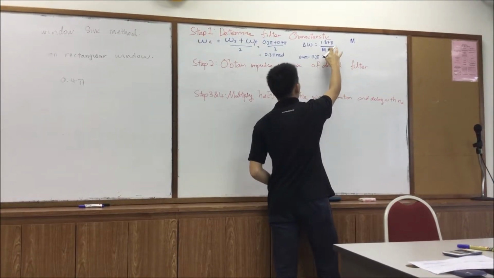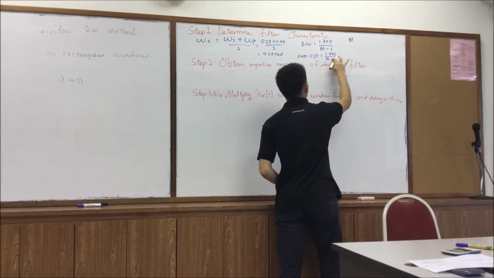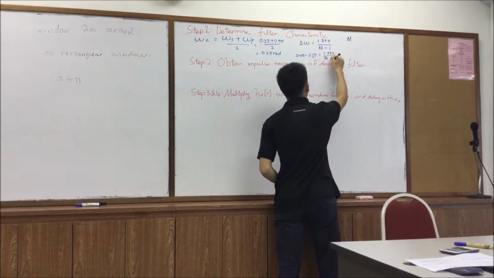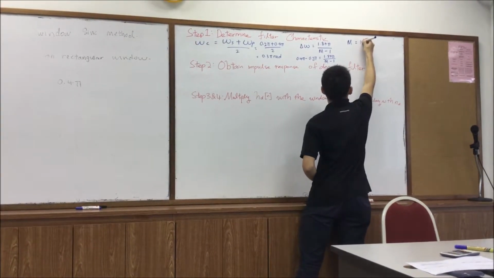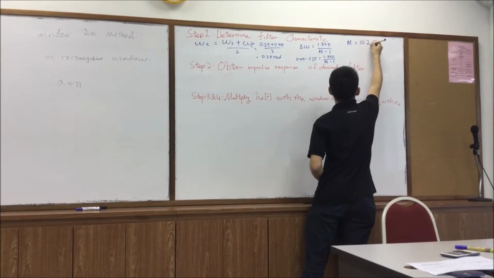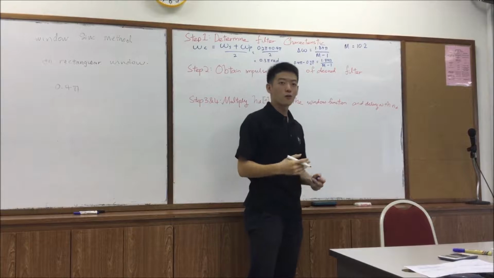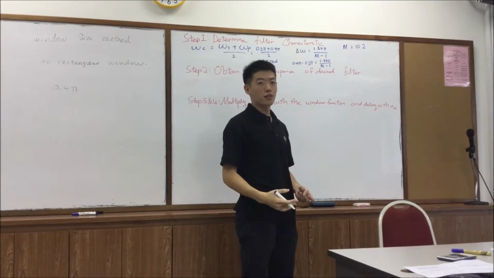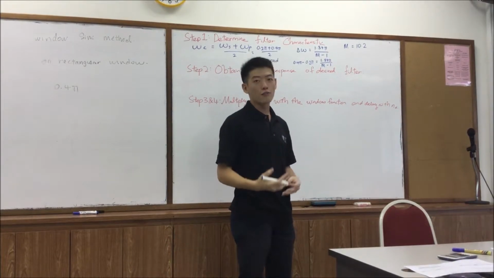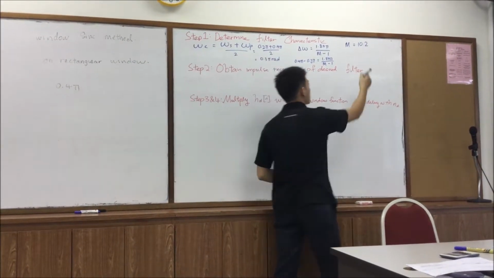This one should be minus. Filter length should be a whole number. So a greater length is better for a FIR filter. So I will approximate this N to 11.